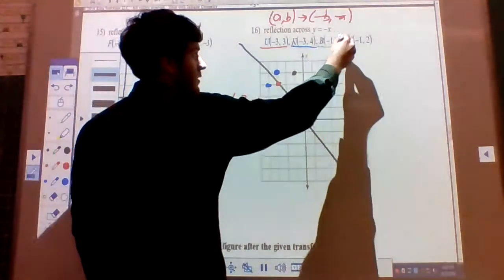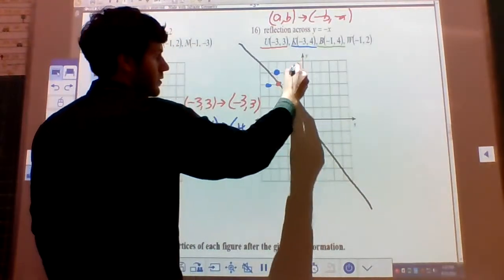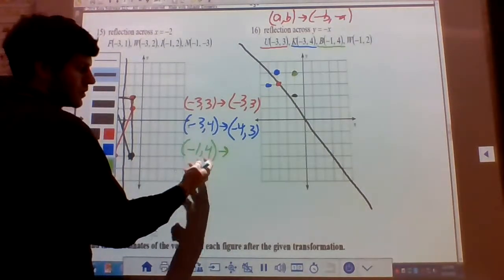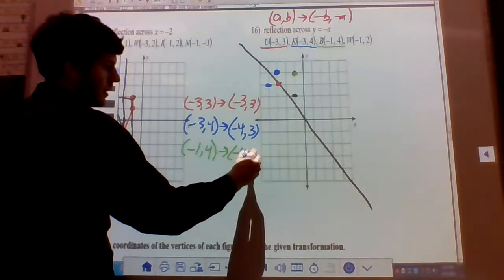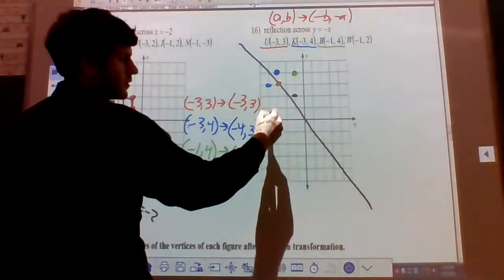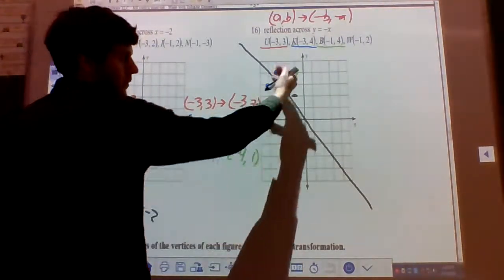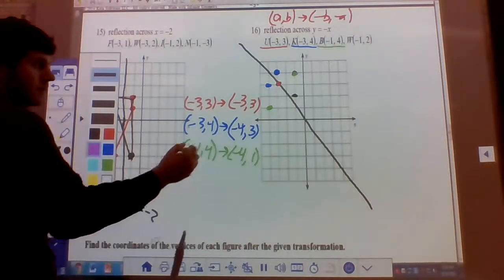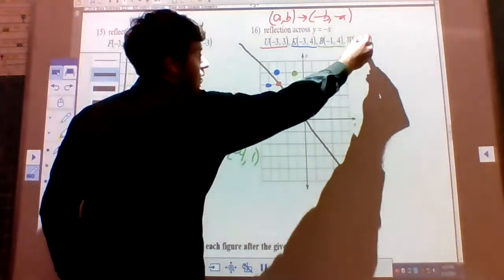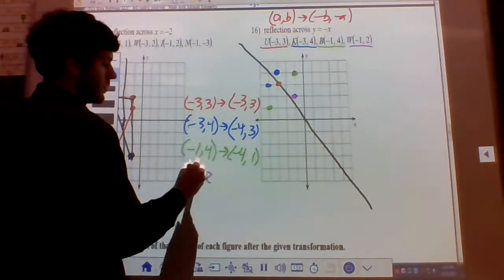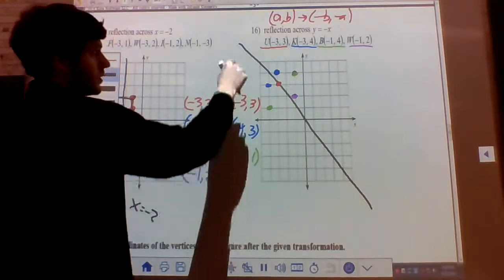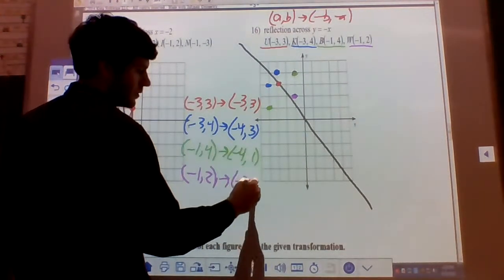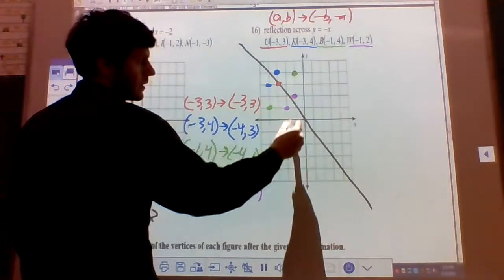Next one is green, B, (-1, 4). Use your formula, switch them, switch the sign, so (-4, 1), which is right here. Again, that makes sense. Okay, and then purple, (-1, 2). Okay, and again, we're using our formula. So switch them, flip the signs, that becomes (-2, 1). Okay, and again, that makes sense as well.